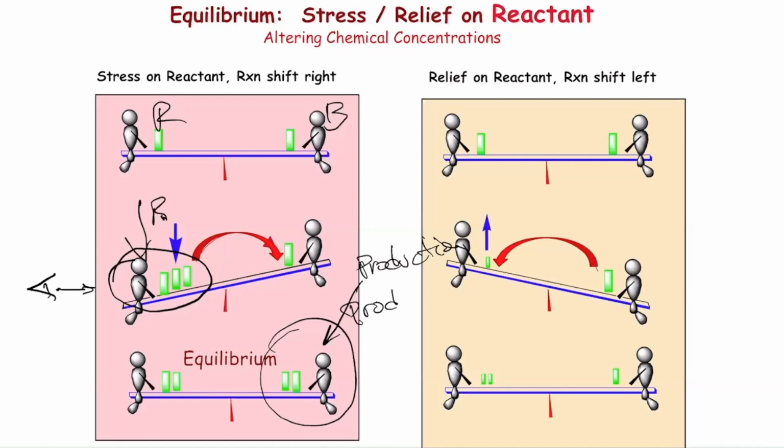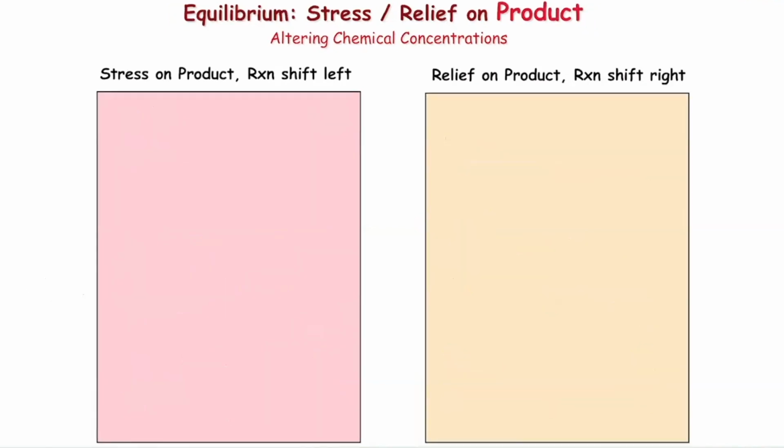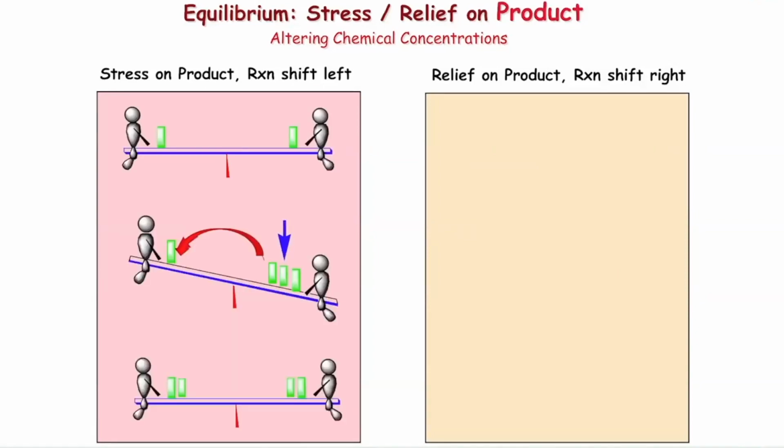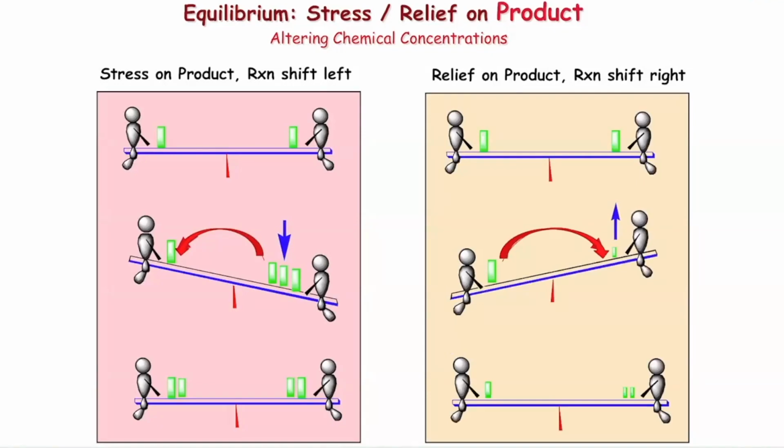Whenever you put a stress or add, it has to be removed. That's the key idea of Le Chatelier's principle. When there's a deficit, it has to be made up. When something is added, it has to be removed until you get back to equilibrium. And then you can also play that game on the product side.